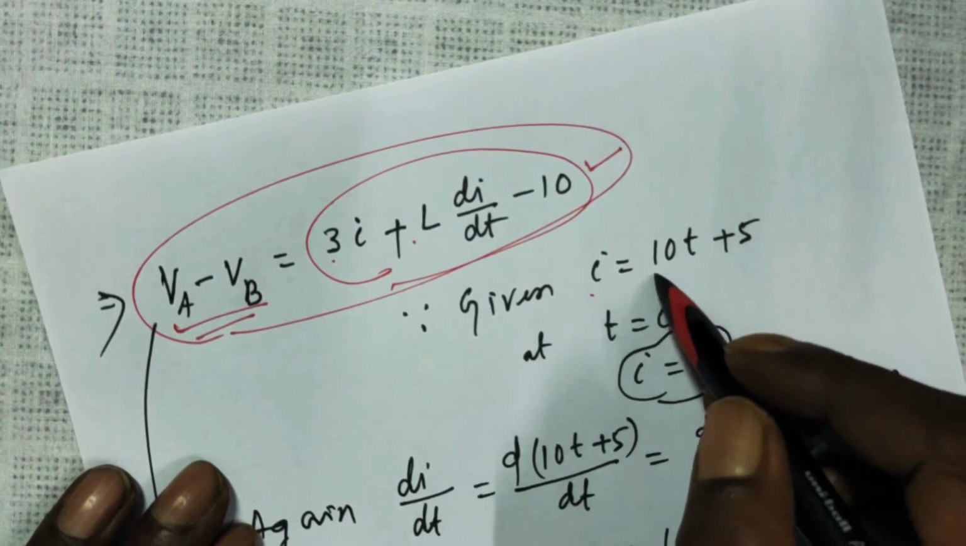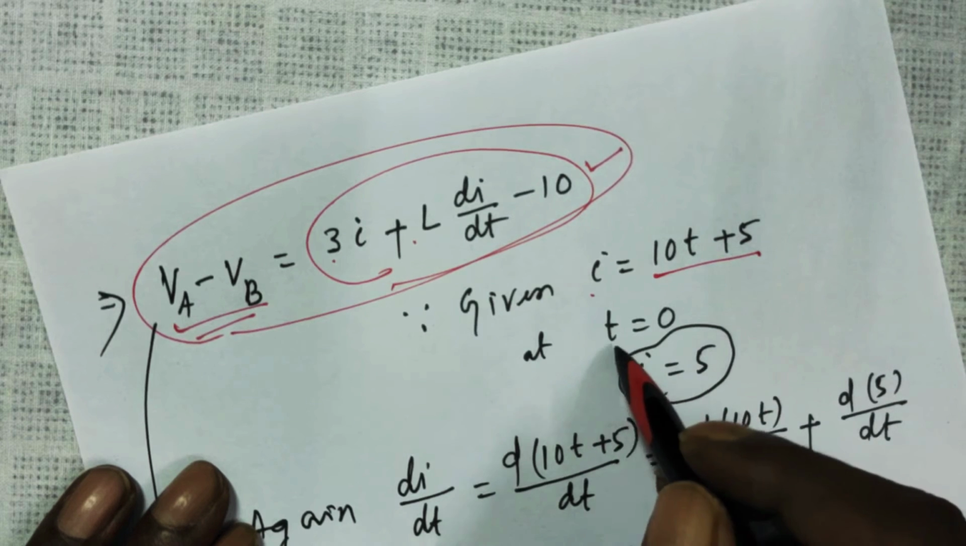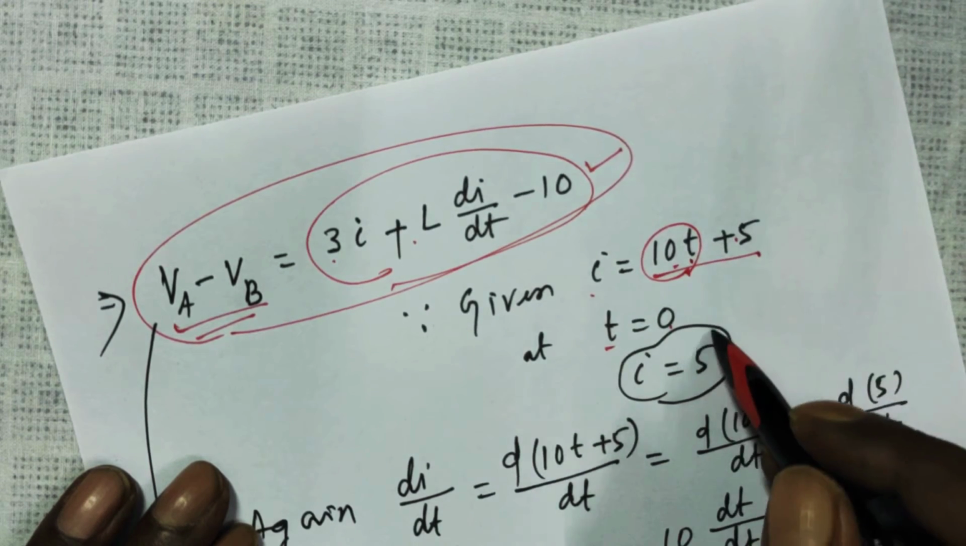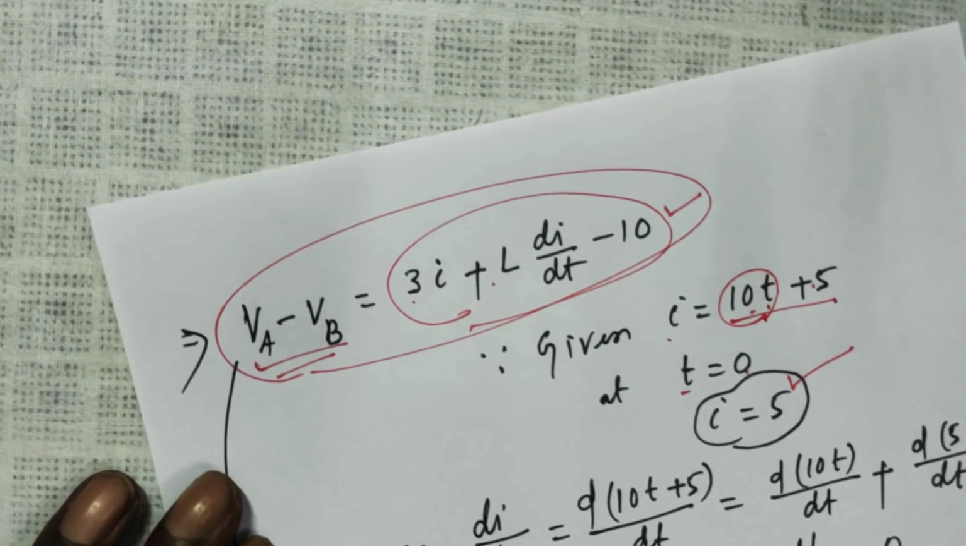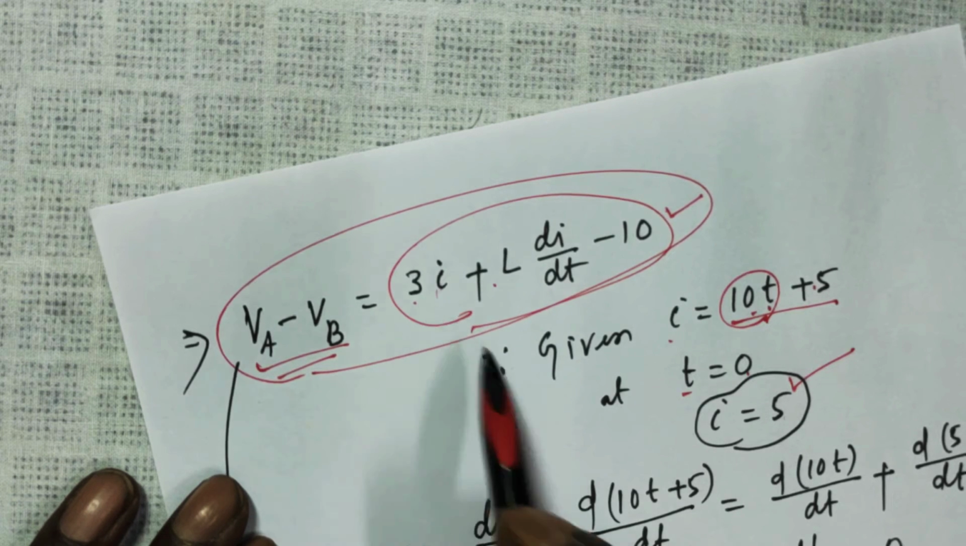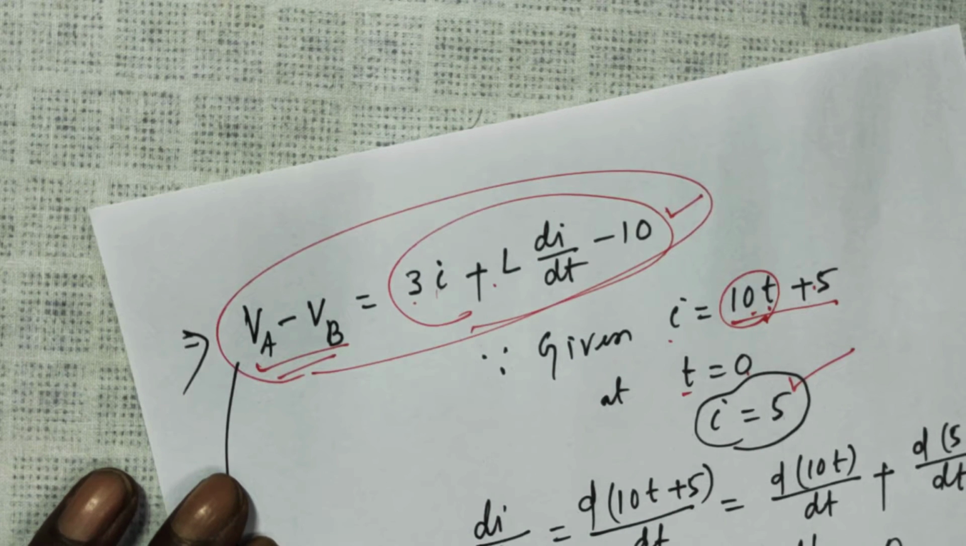And it is given I is equal to 10t plus 5. So at t is equal to 0, put t is equal to 0 here. So this becomes 0, 0 plus 5 is equal to 5. So here we will put I as 5. Because it is asked to find out VA minus VB at t is equal to 0.